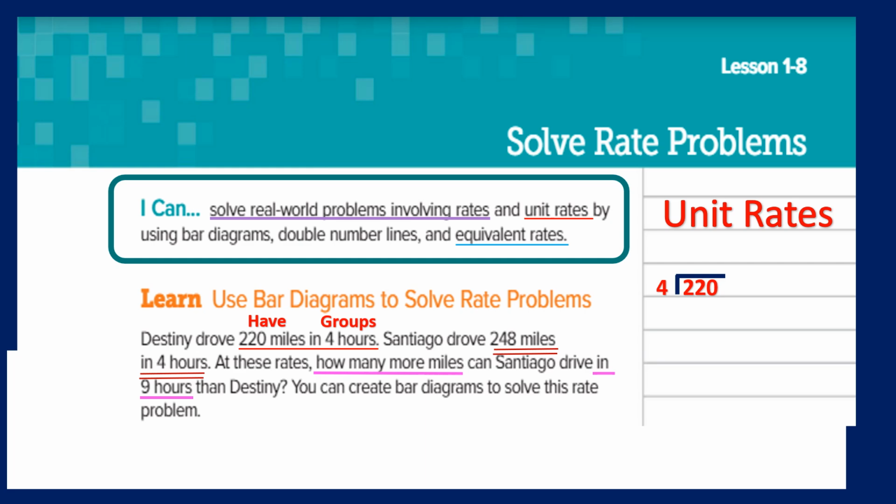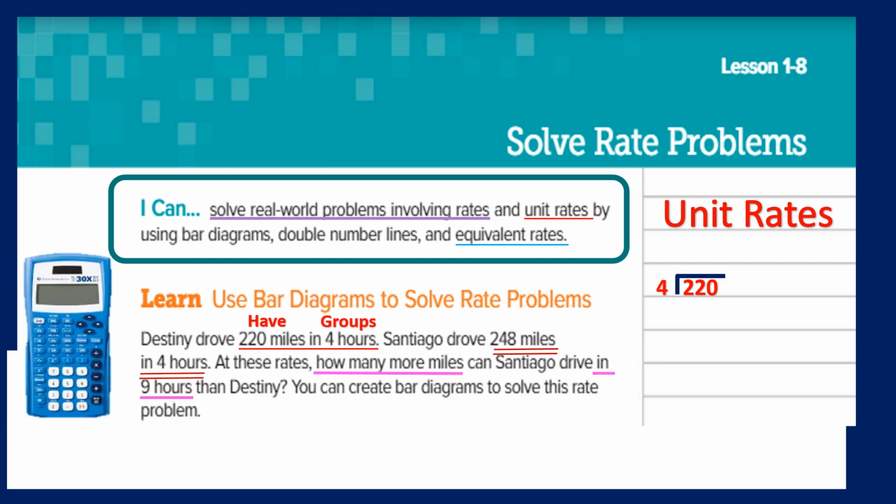So we ask ourselves, will 4 go into 2? No. Will 4 go into 22? Yes. How many times? 4 goes into 22 5 times. If you didn't know that, then that's what the calculator's for. 22 divided by 4 gives you 5 and stuff. So we ignore the stuff, we keep the 5. 5 times 4 is 20, which gives me a subtraction problem of 22 minus 20, so 2 is left over. Bring down my 0, and 4 goes into 20 5 times. So we know that Destiny was driving 55 miles per hour.